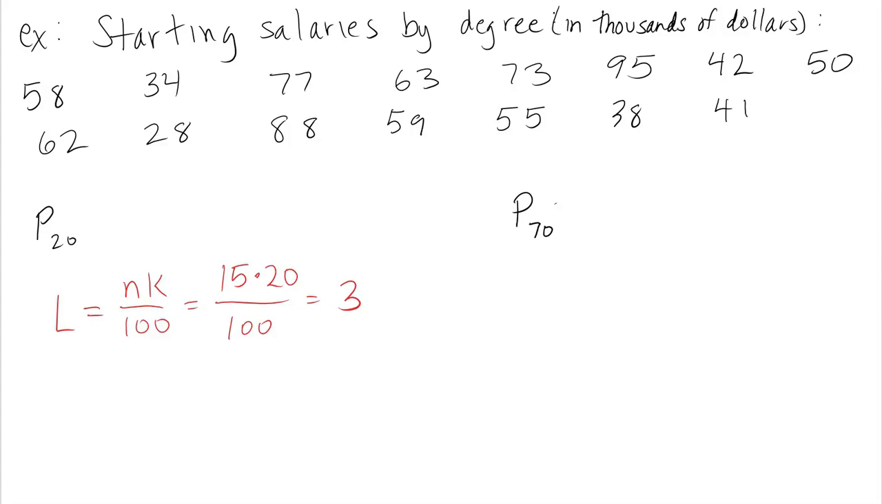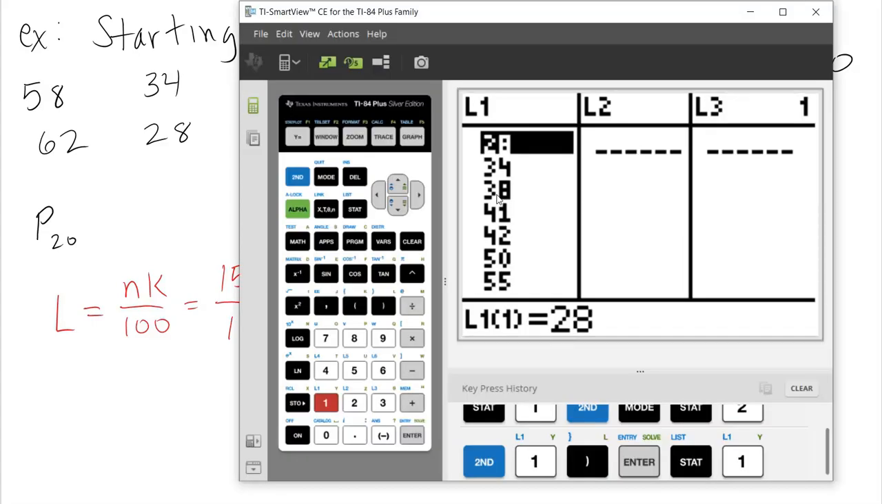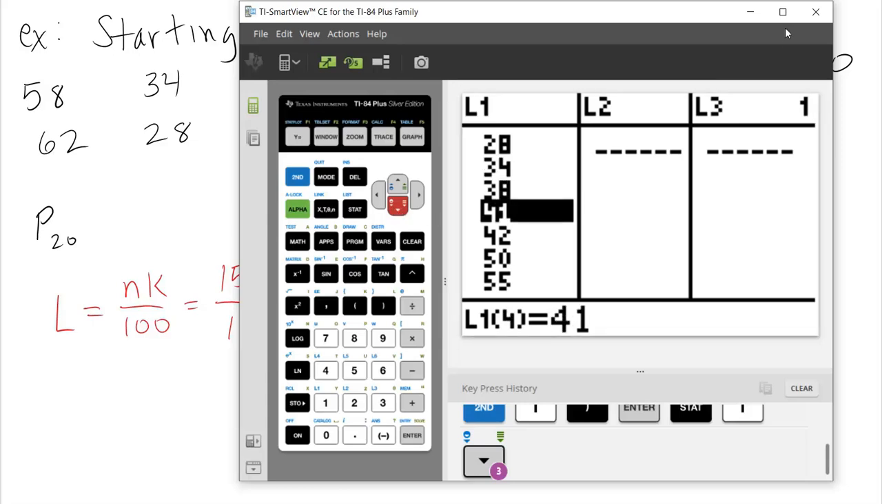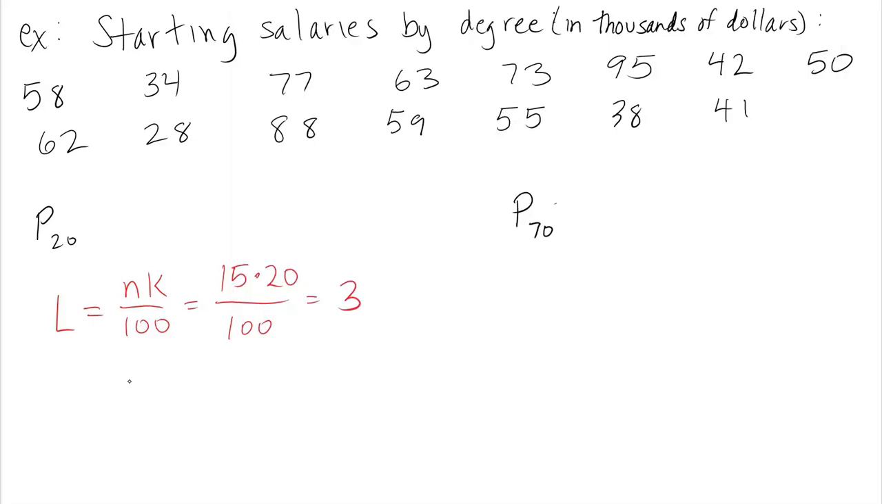Let me pull up the calculator where the data is sorted. The number in the third spot is 38, and the number in the fourth spot is 41. So we find the mean of 38 and 41. That's 39.5. The 20th percentile is 39.5.